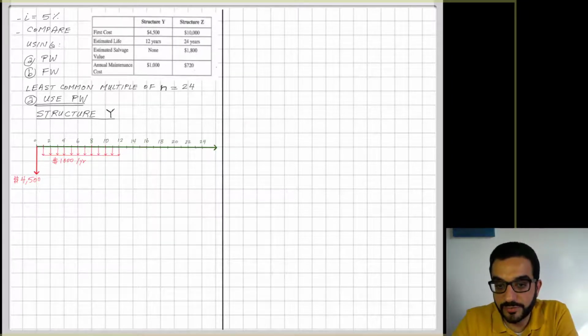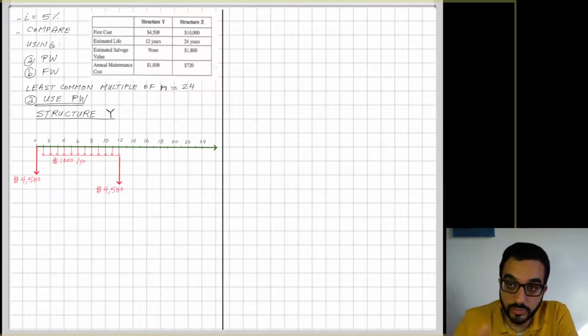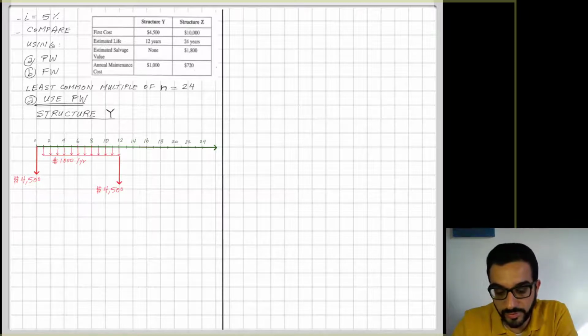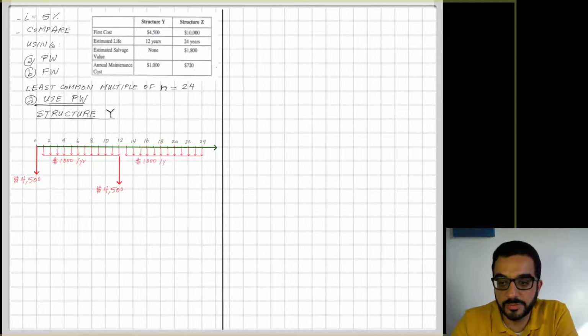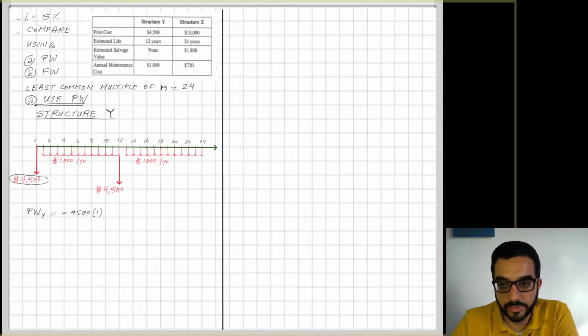So the initial cost is $4,500, the annual cost is $1,000, and there's no salvage value at the end. At the end of the 12th year, I will put the arrow representing my maintenance during that 12th year, but at the end of it. And then right after that, or during the same time, I will buy a new structure. It will cost me $4,500, and then at the end of the first year of the new cycle, which is the 13th year, I will start having these maintenance values.